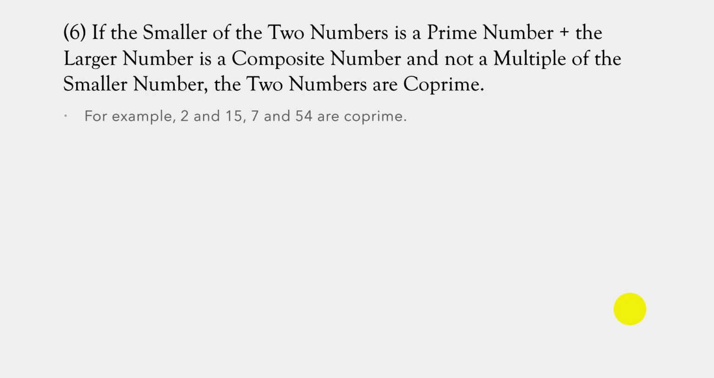6. If the smaller of the two numbers is a prime number, plus the larger number is a composite number and not a multiple of the smaller number, the two numbers are coprime. For example, 2 and 15 are coprime because 2 is the smaller number and it is a prime number, and the larger number 15 is a composite number, but it isn't a multiple of 2 because the only factors it has are 1, 3, 5, and 15. So 2 and 15 are coprime. 7 and 54 are coprime because 7 is a prime number and 54 is a bigger composite number but does not have a factor of 7.